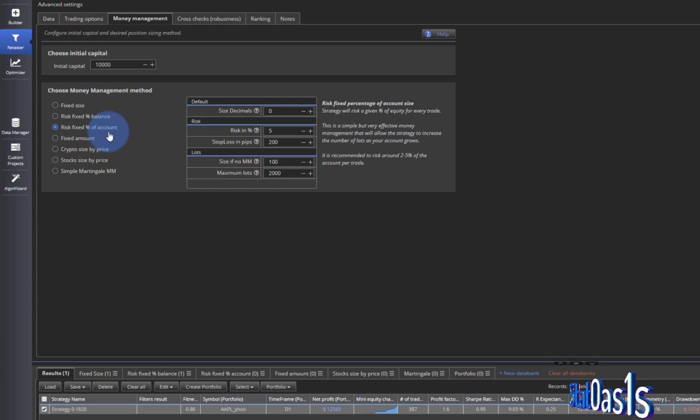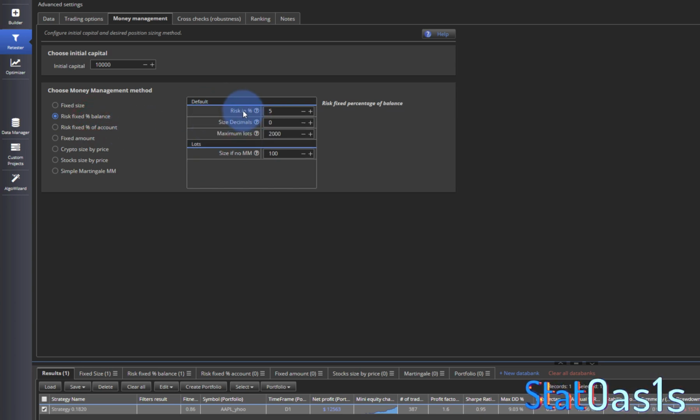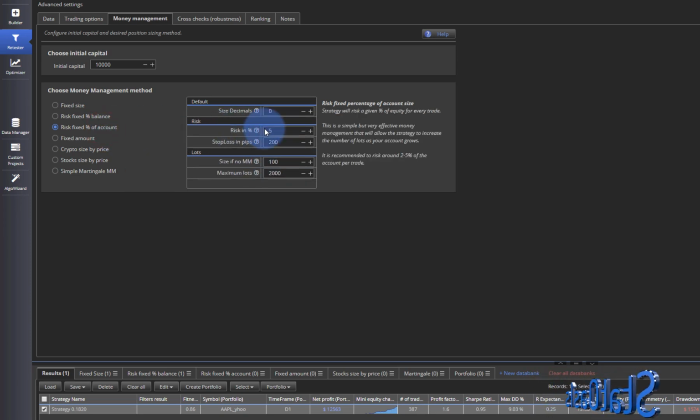For fixed percent of account, we are basically using the account size regardless of the open profit or loss. So if we have an open position with $2,000 loss, still we're going to treat the account as 10,000. That's one. The second difference is we have a stop loss here. So these are both the same. I know it's shuffled, but they're the same. Risk, size in decimals, maximum lots and minimum lots. And this one is risk, size in decimals, minimum and maximum. The only difference is stop loss.